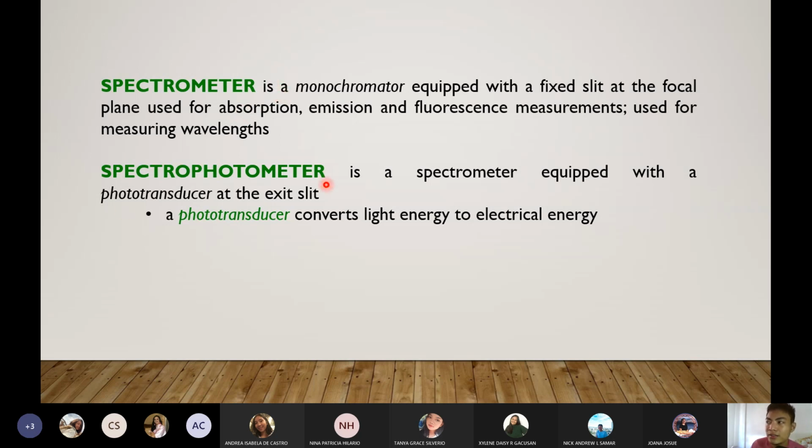And a spectrophotometer is the instrument. It is similar to that, with an additional device called the phototransducer, which converts light to electrical energy. What happens in the spectrophotometer is that the light goes to the detector, and once it hits the detector, that light is converted into a current. Depending on the current, we can quantify our chemicals.